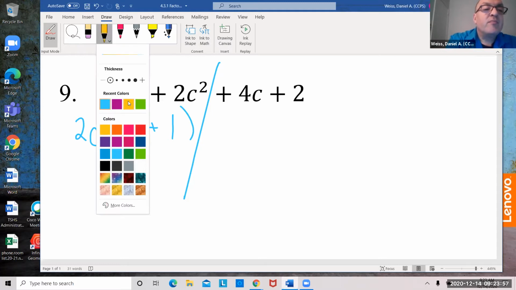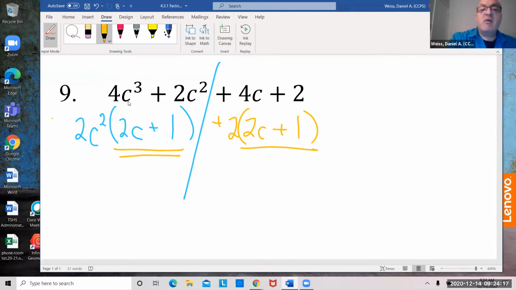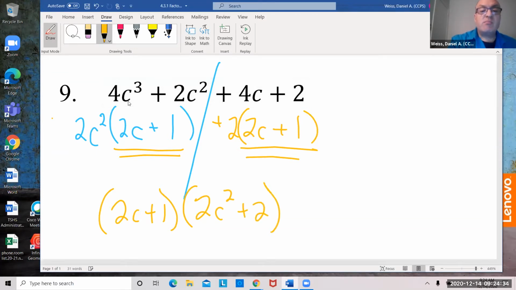And then over here, what's common to both? Just the 2. What's left? 2c plus 1. In these problems today, if you have 4 terms, you will always have a like term here, here. Okay. I'm going to pull that out. I've got 2c plus 1 and then 2c squared plus 2. Now, what's common here and here?